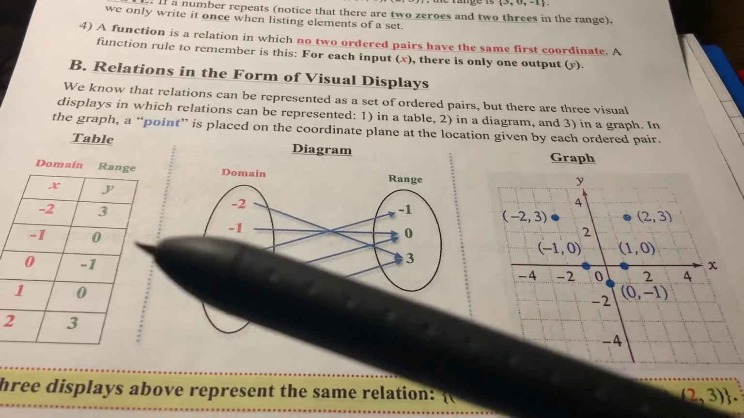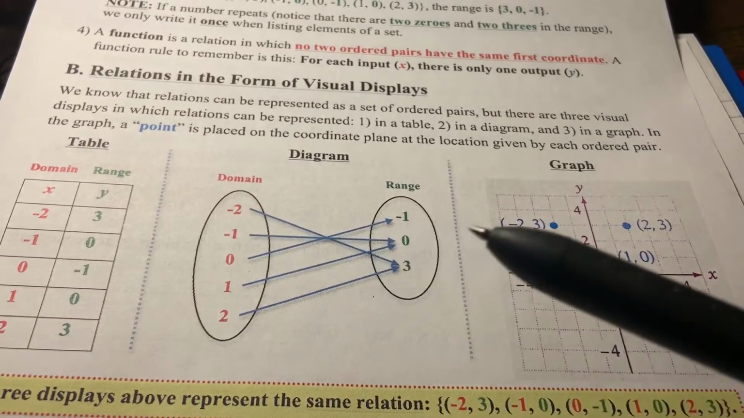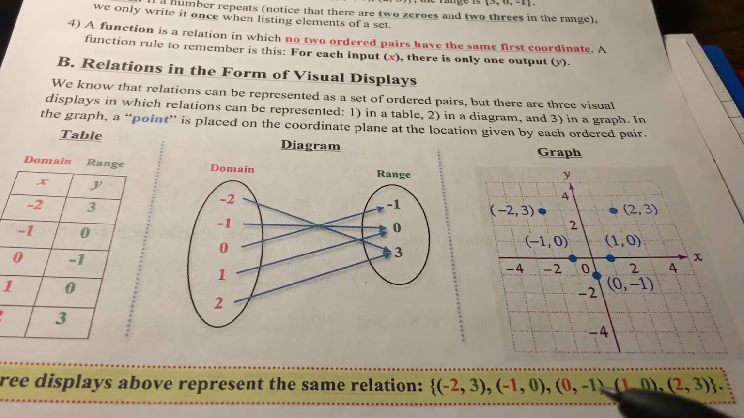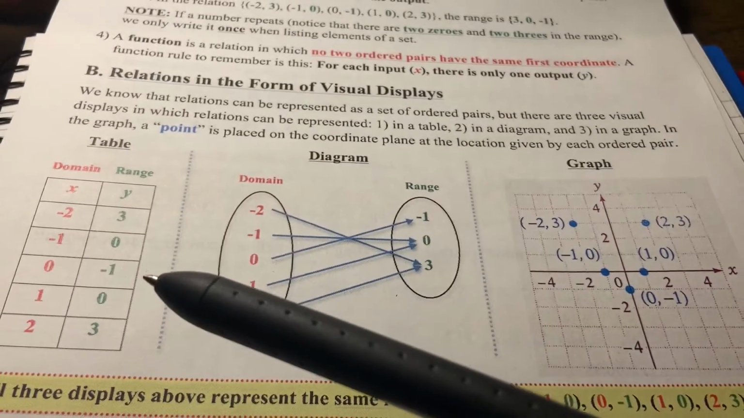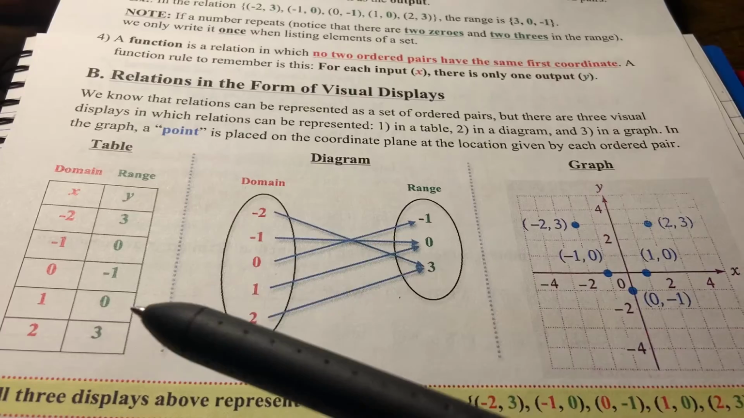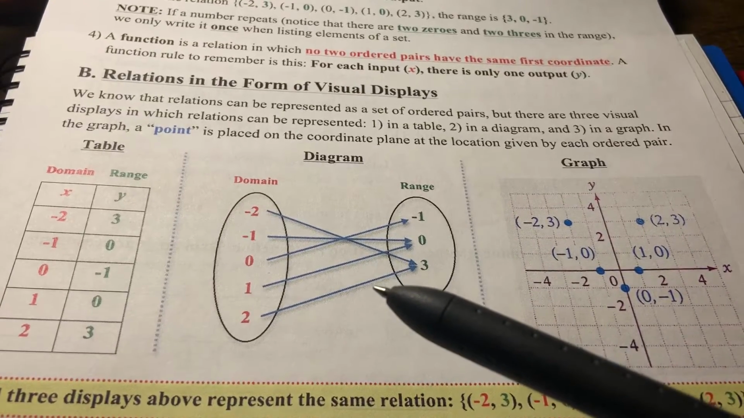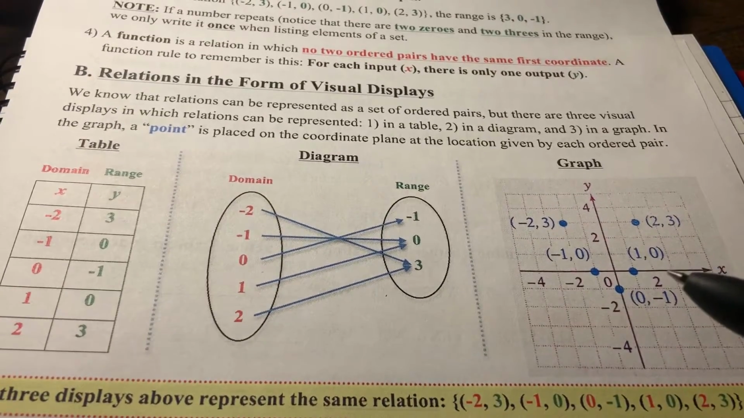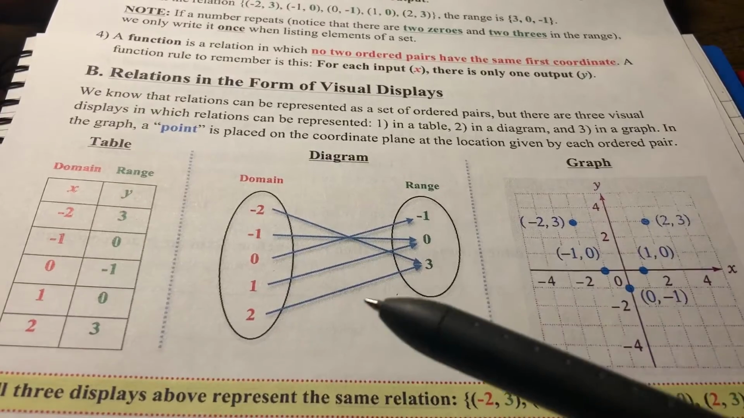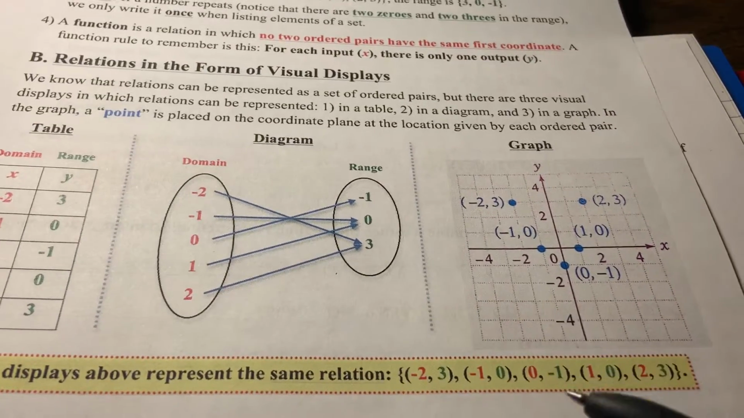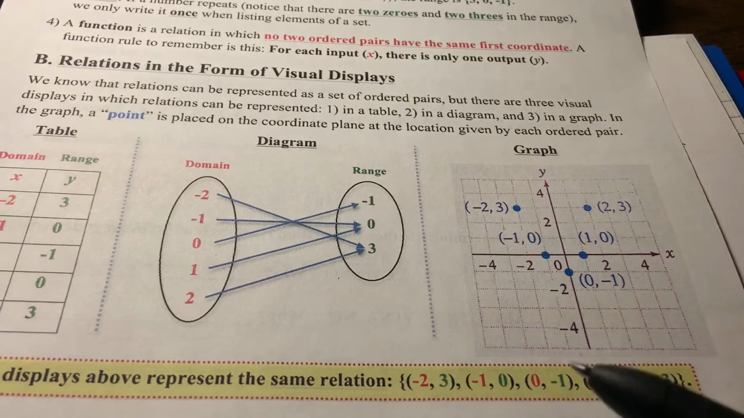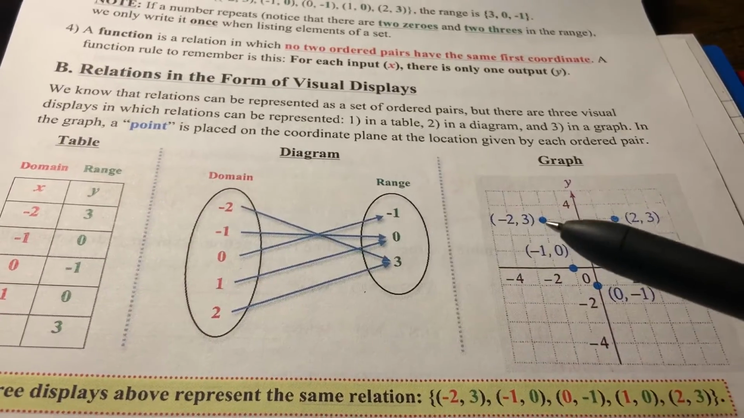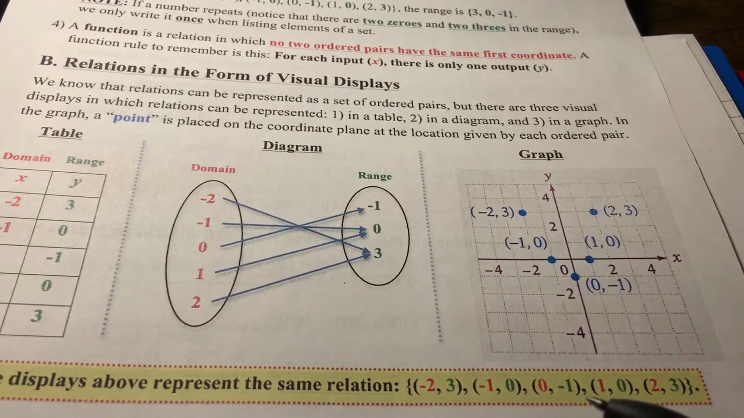And since these three visual displays represent this same relation, that means this table is also a function, this diagram is also a function, and this graph is also a function, because these three visual displays are the same thing as this relation down here. These three visual displays represent this relation.